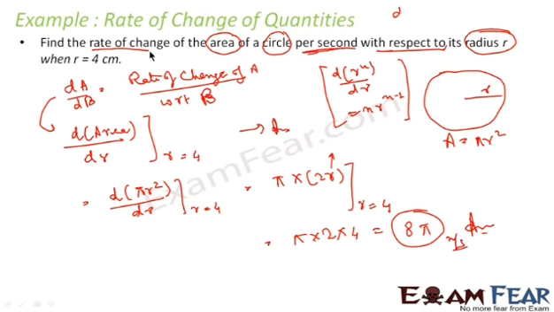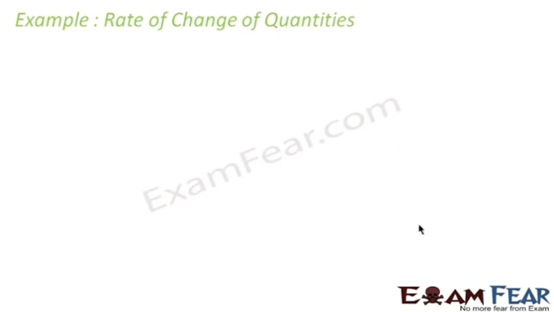The question says rate of change of area with respect to radius. So we are finding dA, area, by dr. D area by dr is nothing but d of pi r square by dr. We use the derivative formula to get the value as pi into 2r, and then we replaced r with 4 and we got 8 pi as the answer.